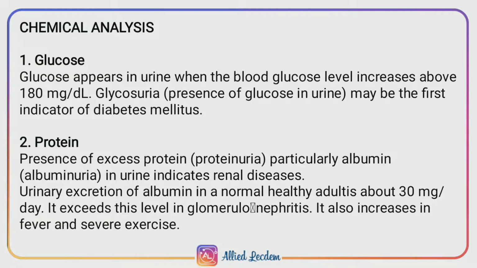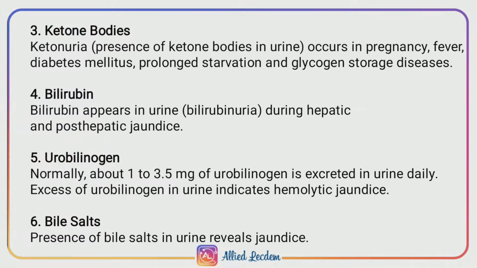The normal urine excretion of albumin in a healthy adult is 30 mg per day. It exceeds this level in glomerulonephritis. It also increases in fever and severe exercise. Ketone bodies. Ketonuria, that is presence of ketone bodies in urine, occurs in pregnancy, fever, diabetes mellitus, prolonged starvation and glycogen storage disease.